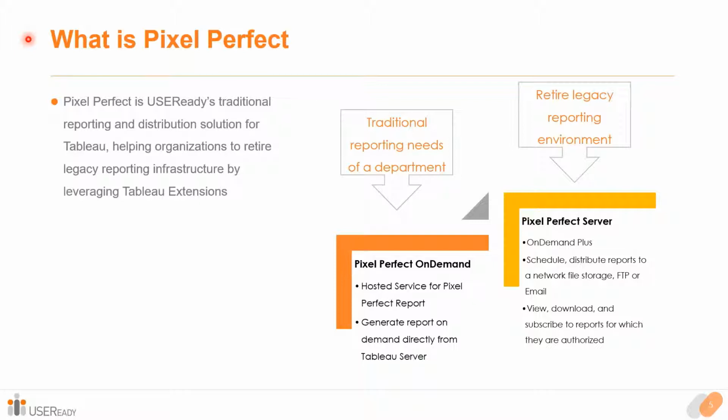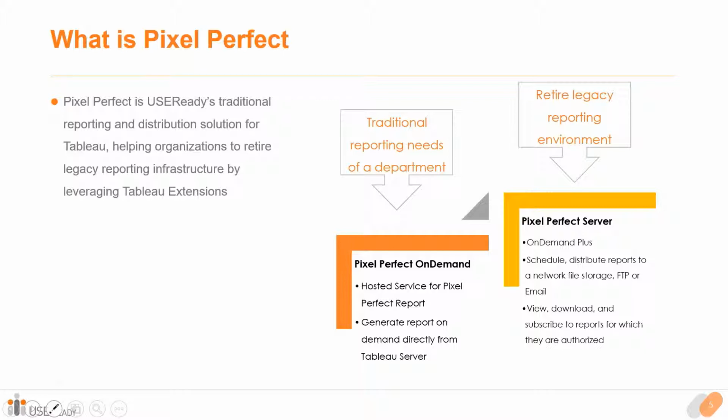Second, let's focus on the second module here, which is Pixel Perfect Server. Traditionally, if you have a need to retire traditional reporting needs of a department, you would need capabilities like scheduling and distribution of reports to a network storage file. You'd want to use SFTP or email. There might be needs of capabilities to view, download, or subscribe to reports for which the users are authorized. This is the need which Pixel Perfect Server satisfies. With these two custom modules, Pixel Perfect on Demand and Pixel Perfect Server, we hope to help you be successful with traditional reporting on Tableau.